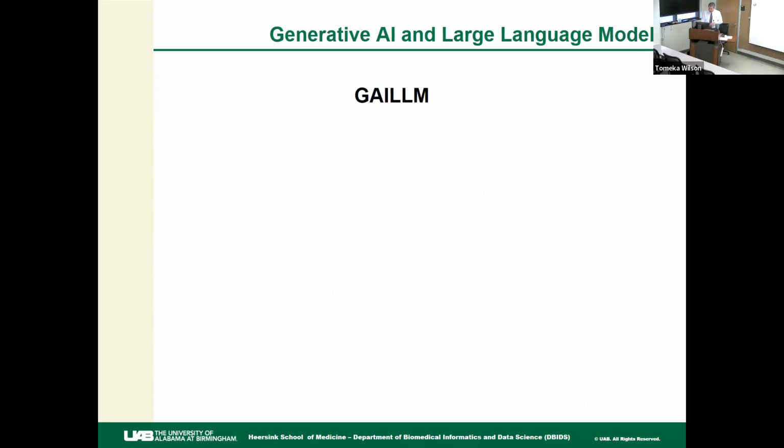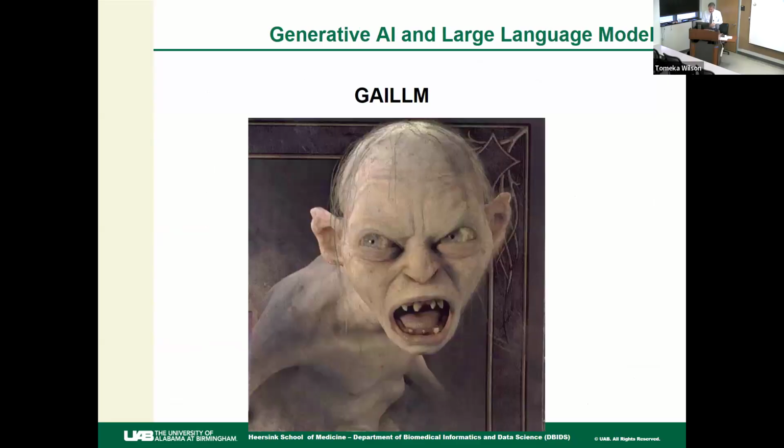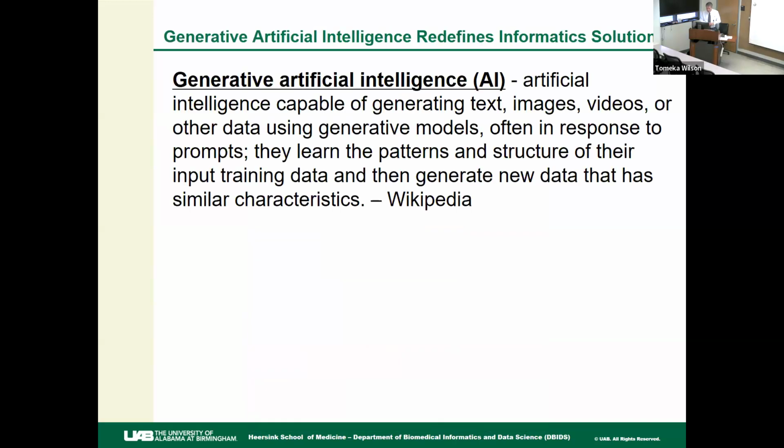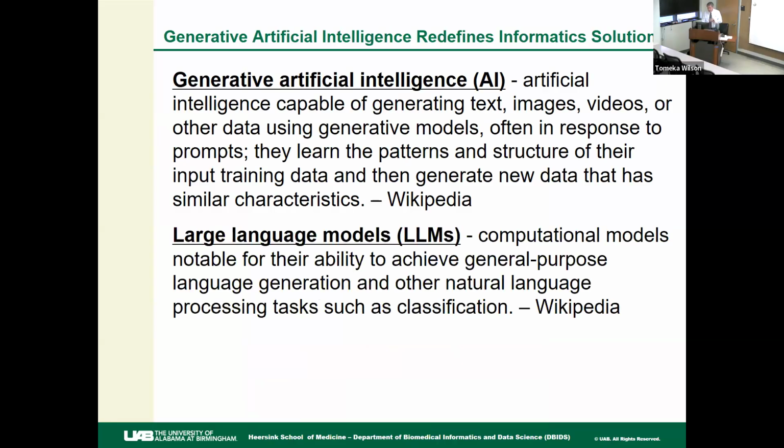Well, let's talk about large language models. So generative AI, large language model, that's my acronym, that's my logo for it. And the definitions, you guys are familiar with this. Generative AI: artificial intelligence capable of generating text, images, video, other data using generative models in response to prompts. It learns patterns and structures from input training and generates new data that has similar characteristics. This is from Wikipedia, also from Wikipedia. Large language models, and we use these sometimes interchangeably or together. These are computational models noted for their ability to achieve general-purpose language generation and other natural language processing tasks. So the generative AI is thinking stuff up, and the large language model is saying it. One way to think about it.